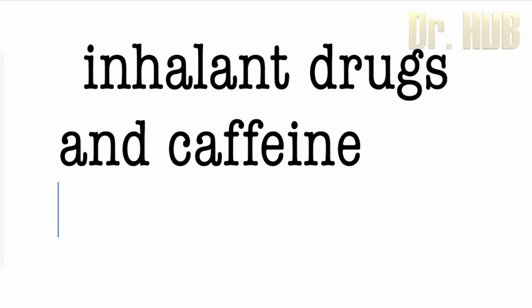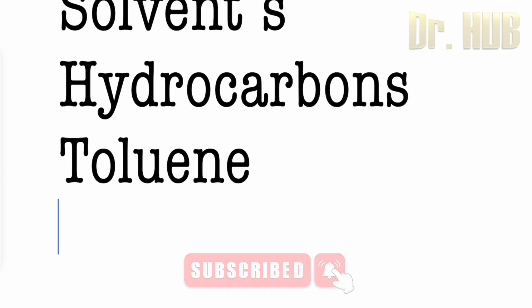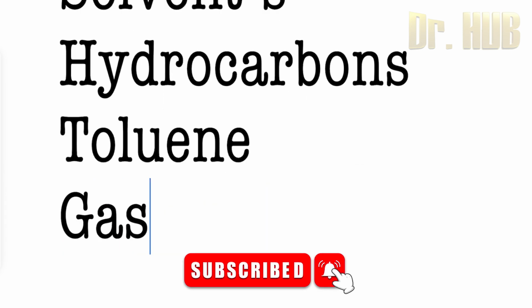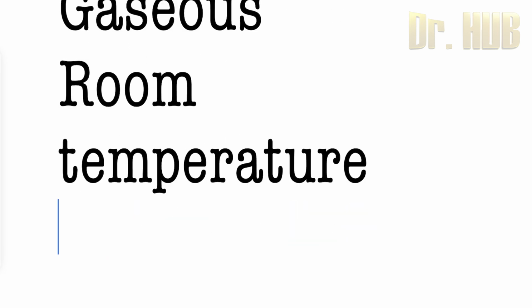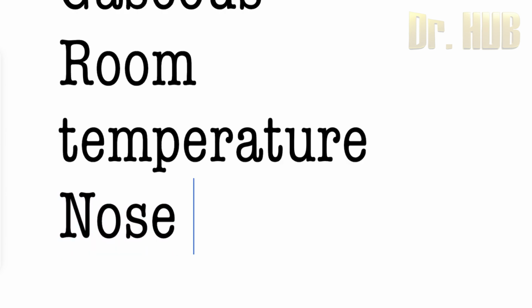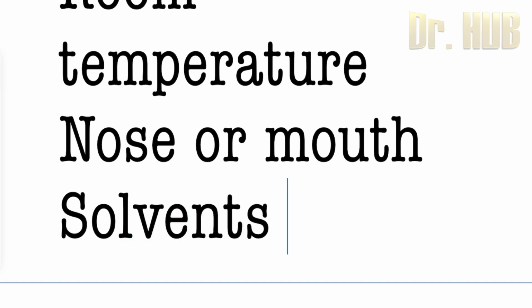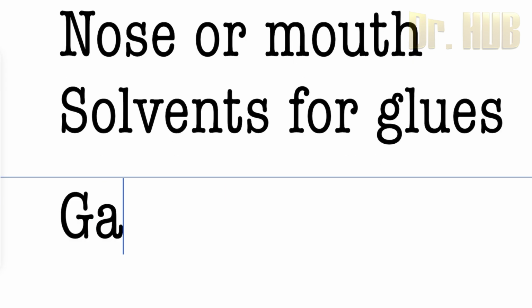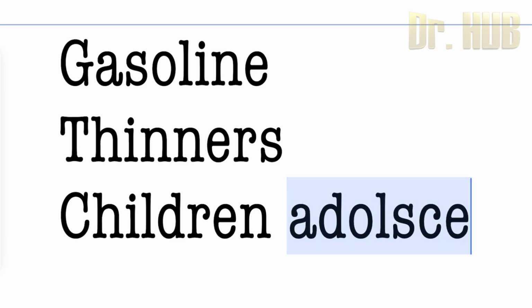They are the volatile substances or the solvents as well. So in case of the volatile hydrocarbons, such as toluene, which evaporates to the gaseous form, gaseous fumes at room temperature. Next, they are inhaled through the nose or the mouth. The substances include the solvents for glues and also gasoline as well as thinners. The use is more common in children as well as adolescents.